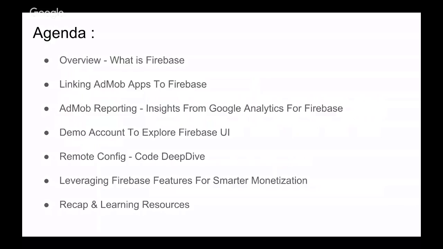So just quickly, we'll be going through an overview of Firebase, what Firebase is, what are the different product features. We'll then talk about linking AdMob apps to Firebase and what is the process and what are the steps involved in linking all of your apps to Firebase. Then we'll look at AdMob reporting and what are the insights we get from Google Analytics for Firebase once we link the apps.